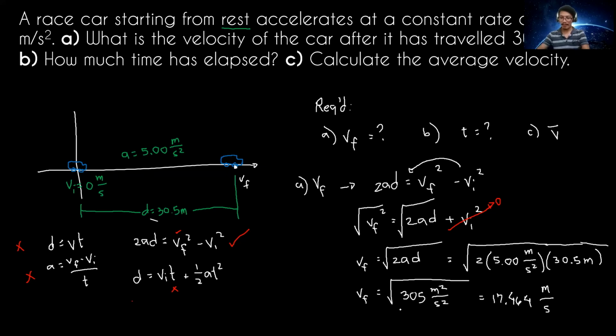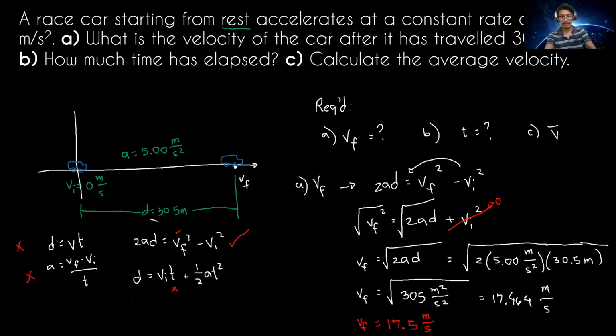Okay? But remember, how many significant figures do we need? We need 3 significant figures, so that will give us 17.5 meters per second. Okay, let's proceed with the second problem, time. We are going to solve for time.